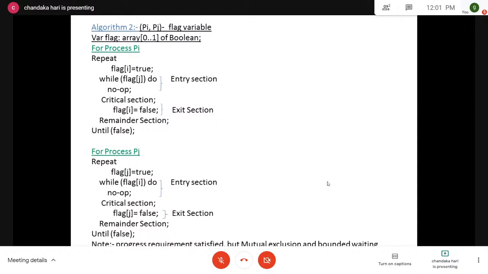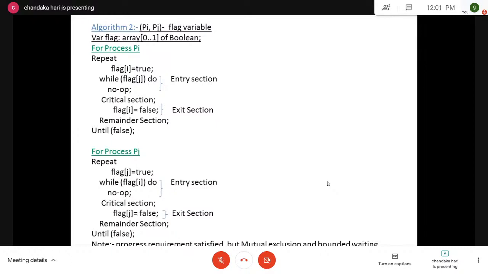Okay, now the flag is defined as an array of 0 to 1 of boolean. It has either true or false values. Now, if process Pi wants to enter into the critical section, then flag i must be true. If process Pj wants to enter into the critical section, then flag j must be true.